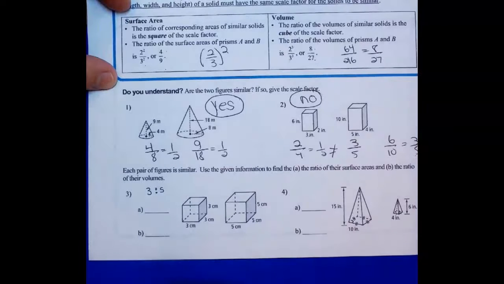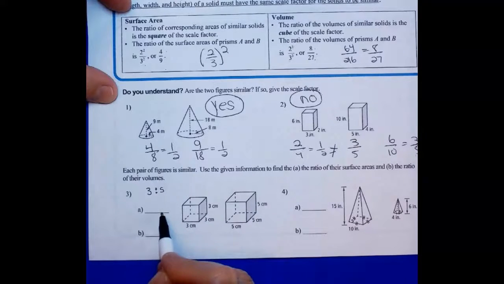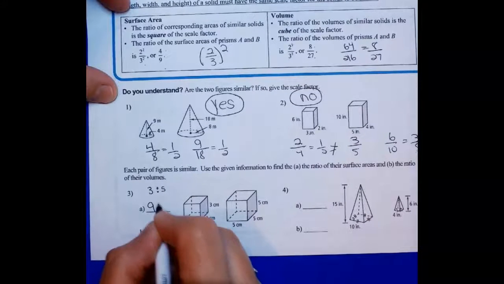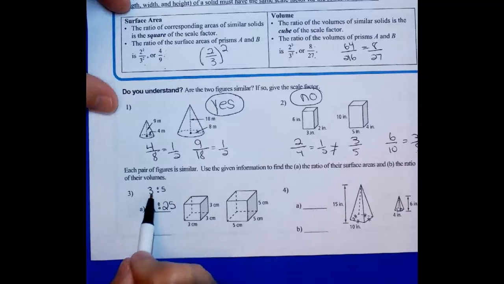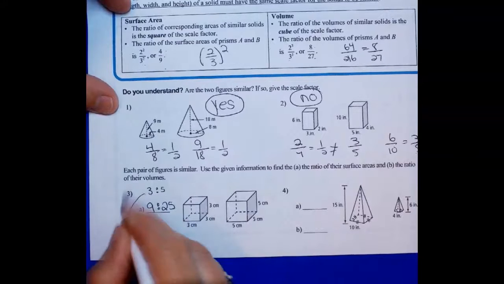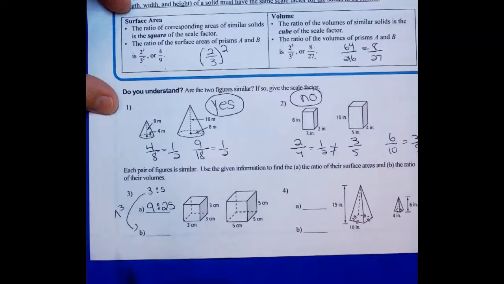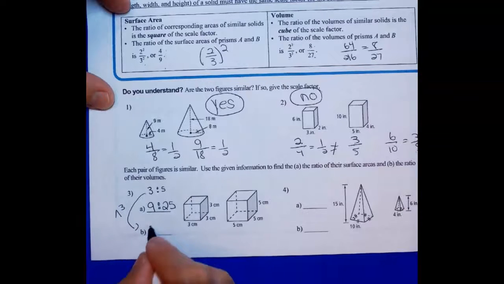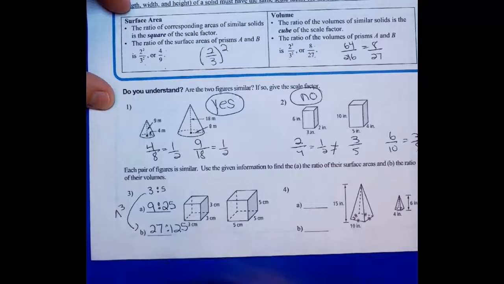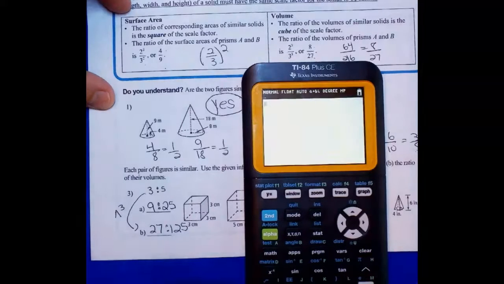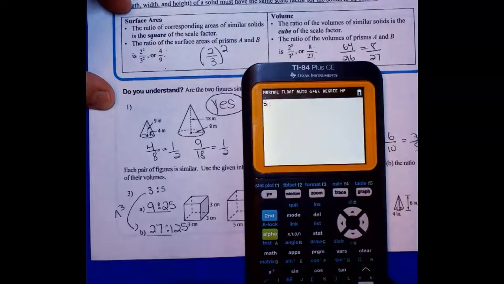And so again, all I need to do is square that to get to the ratio of their surface area. So 3 squared is 9 and 5 squared is 25. To get to the ratio of their volumes, I go back to here, and again, I'm going to just draw an arrow. I want to raise it to the third power. That's a little caret. So 3 to the third is 27, and 5 to the third is 125. And again, I know we don't have the exact same calculator, but I can show it. You're looking for the little caret symbol right here, and that gives me 125.